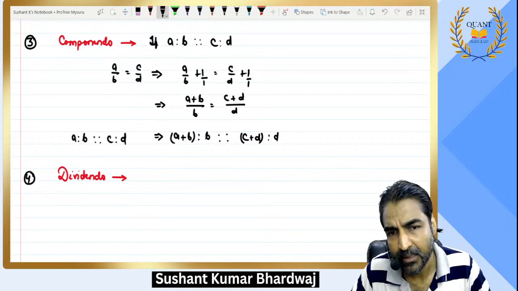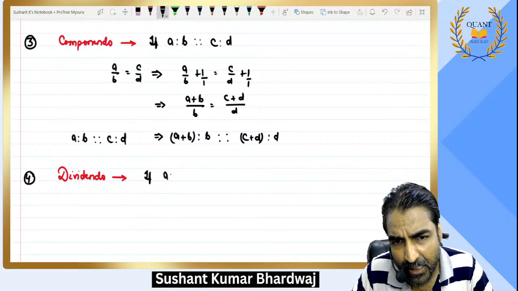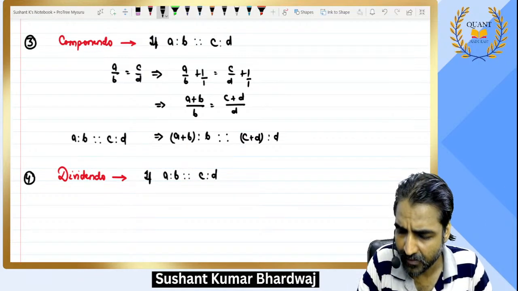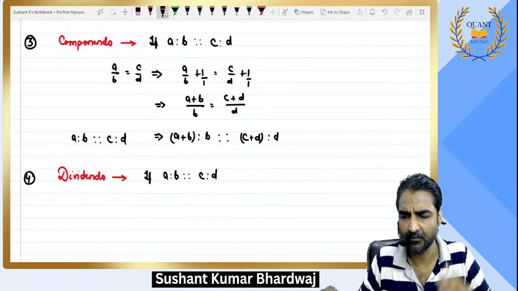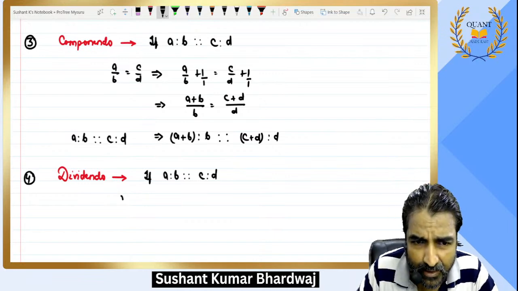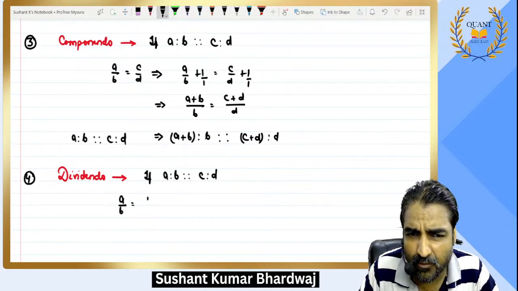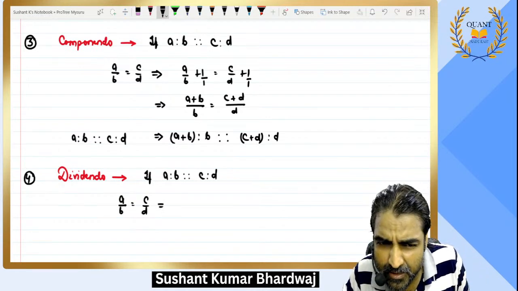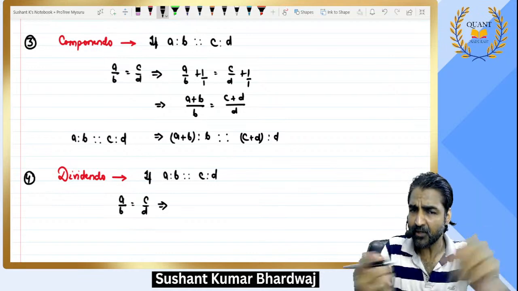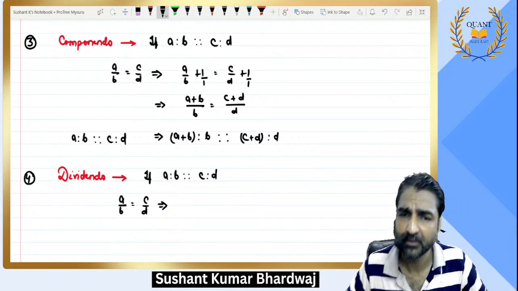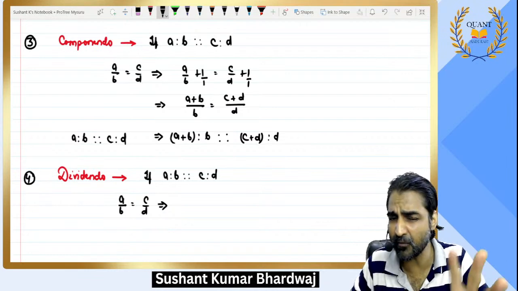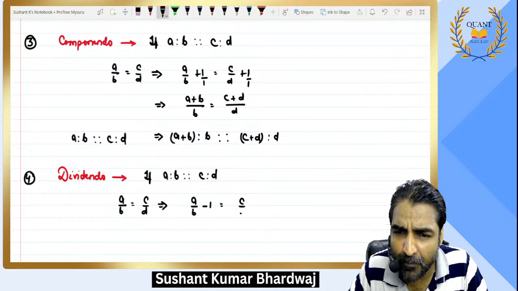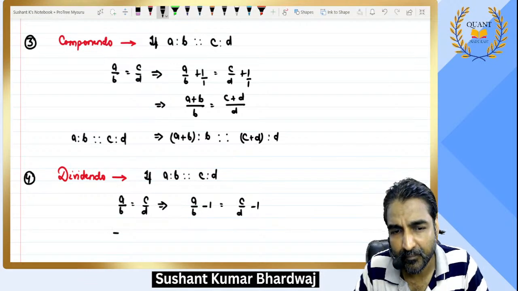Again, A is to B as C is to D. This means A upon B is equal to C upon D. If we subtract 1 from both sides, there is no change in the fraction equality, so A upon B minus 1 is equal to C upon D minus 1.